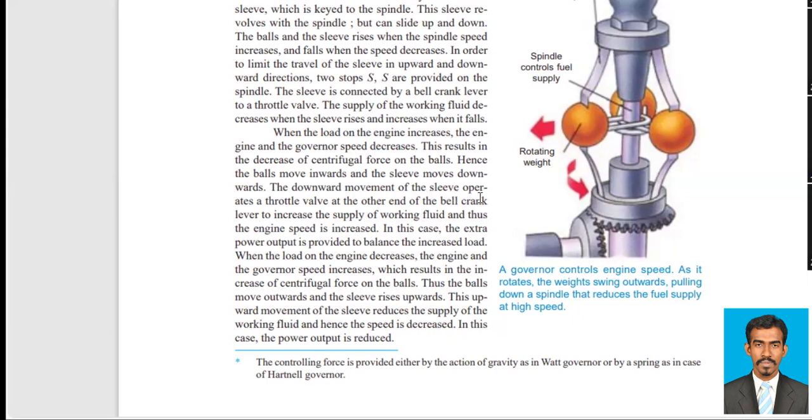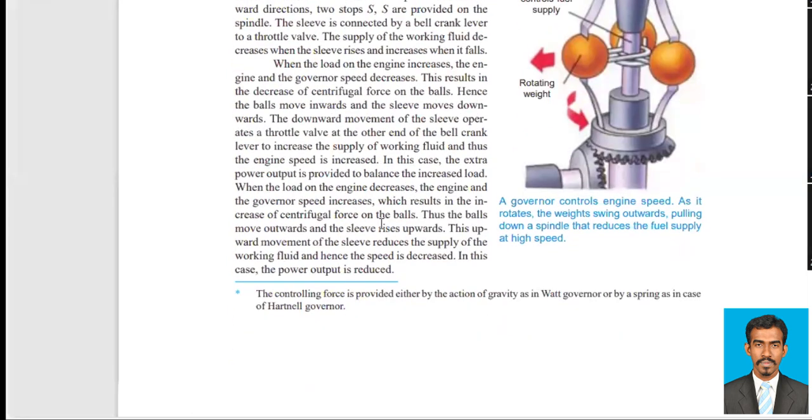The downward movement of the sleeve operates a throttle valve at the other end of the bell crank lever to increase the supply of working fluid, and thus the engine speed is increased. So when the sleeve moves downwards, what is happening? This results in the decrease of centrifugal force on the balls.